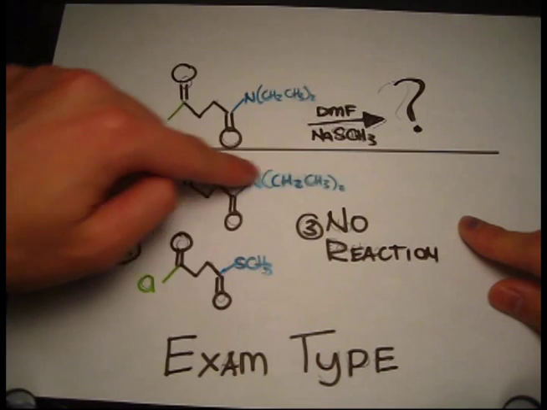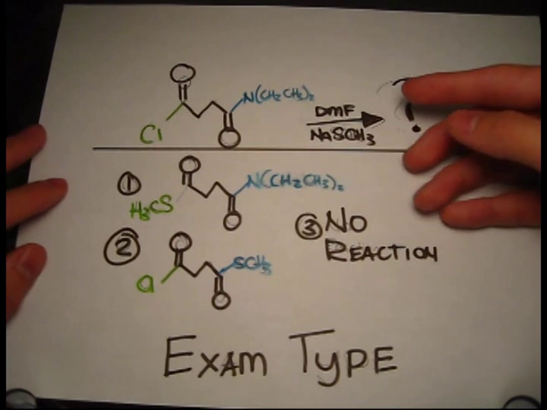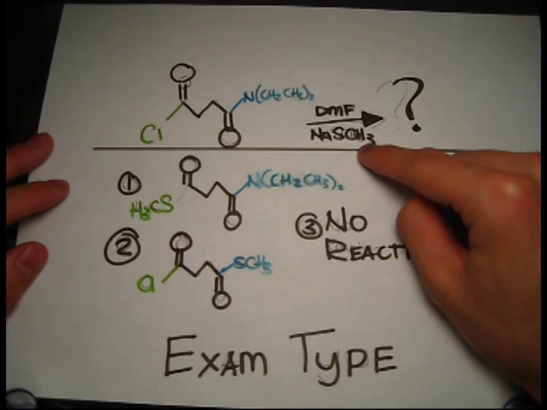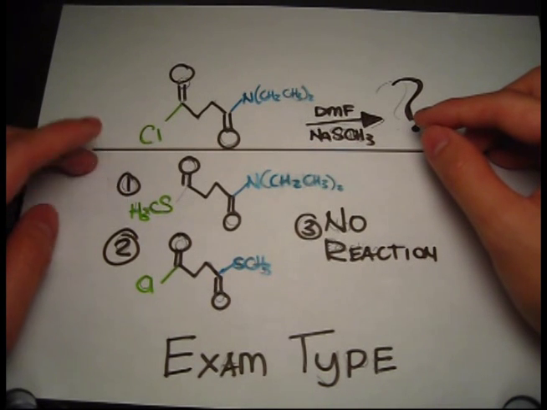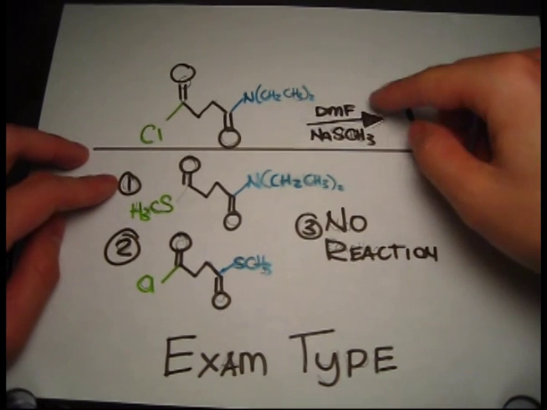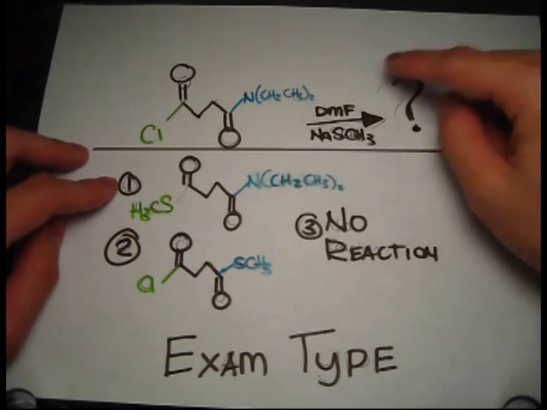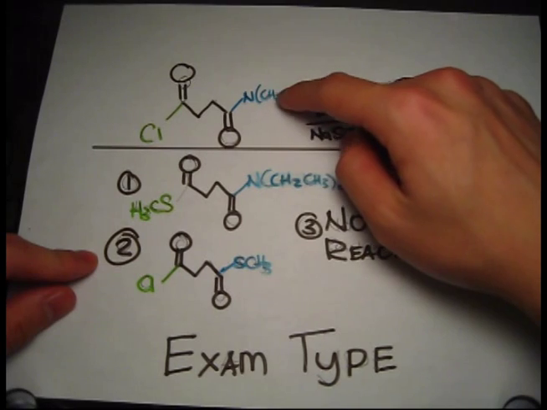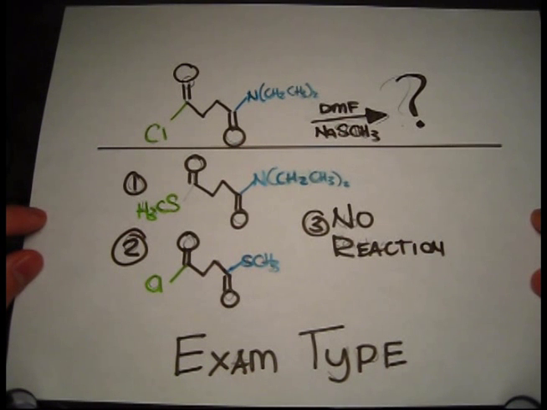So you got this molecule up here. It has two carbonyl groups, and you're mixing it with DMF and NaSH3. So what do you think is going to happen? Is the final product going to look like something like 1, where the SH3 replaces the Cl group? Or is it going to look like 2, where it replaces this group right here? Or is there going to be no reaction? Because that happens too sometimes. So when you're ready, click 1 and we'll go through it.